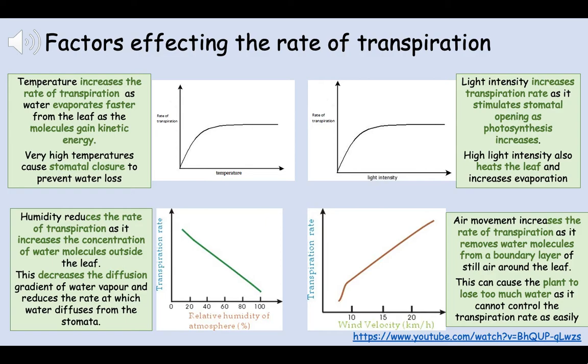However, if we have a high light intensity, what that typically brings with it in the natural environment is high temperature. So this is where we see the same trend as the temperature. If we have too high a light intensity, that's going to heat the leaf, and again it could lead to excess water loss. So it's going to close the stomata and slow down the rate of transpiration.